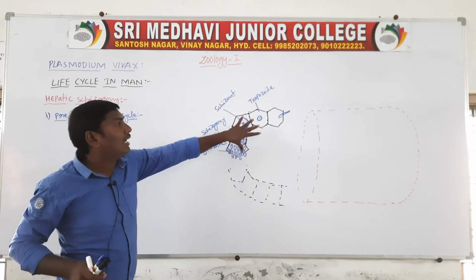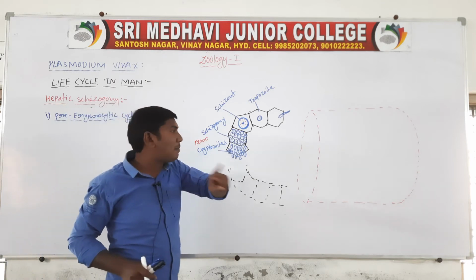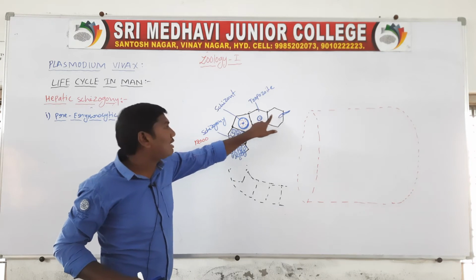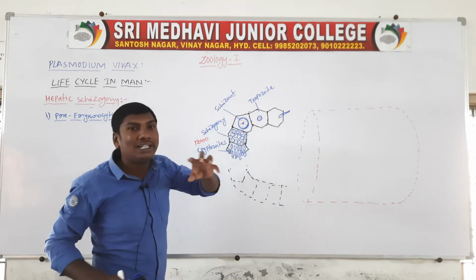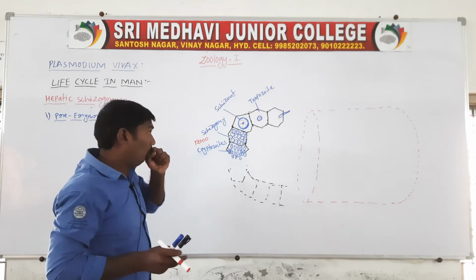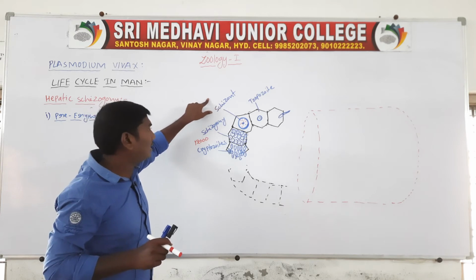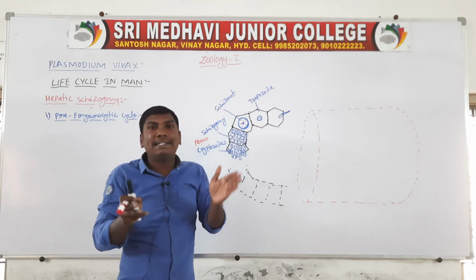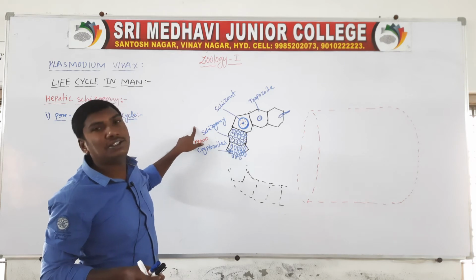So this is called the pre-erythrocytic cycle. To revise: first step, the sporozoite entering into the liver cell. Next, it transforms into the trophozoite stage. The trophozoite stage eats the cell organelles and increases in size. This stage is called the schizont stage. In this schizont stage, the nucleus and cytoplasm undergo many mitotic divisions. This division is called schizogony.